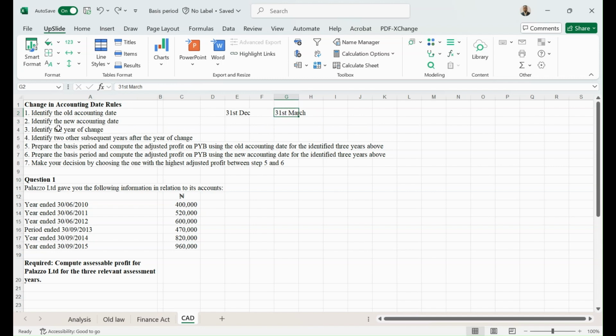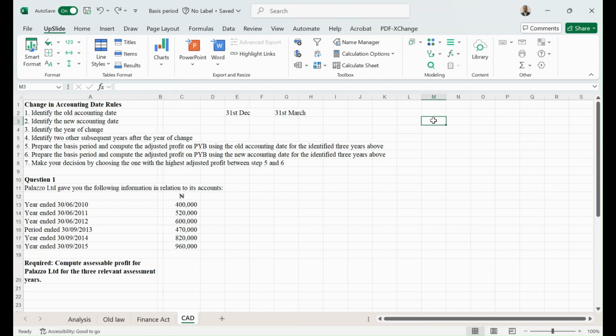The next step is to identify the year of change. This is a very critical aspect of the process, because where the year of change is wrongly identified, it is going to affect every other calculation you do. As we go down, we will see how to identify the year of change. But briefly, the year of change is the year the company has failed to use the old accounting date.